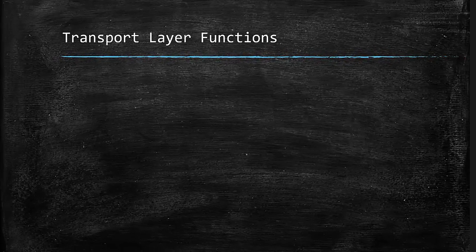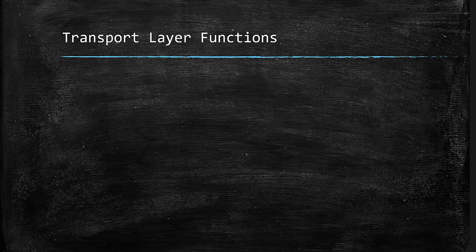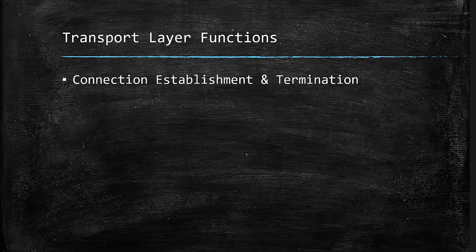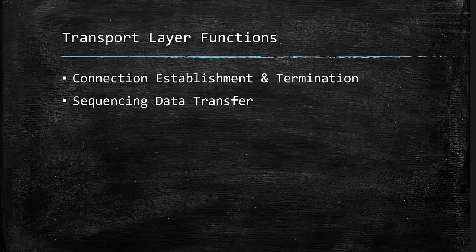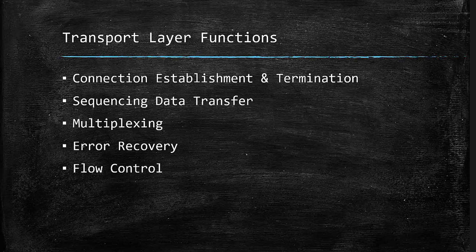As I mentioned in the previous video, transport layer is a critical layer, and its role is pretty delicate. The functions that are defined in transport layer are connection establishment and termination, sequencing data transfer, multiplexing, error recovery, and flow control. Let's discuss these functions.